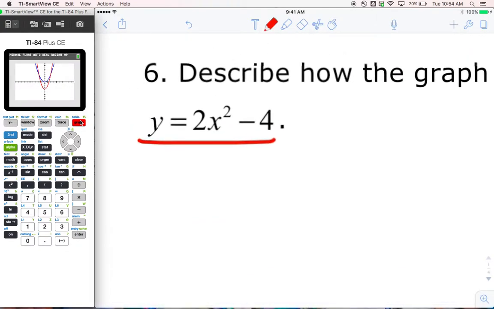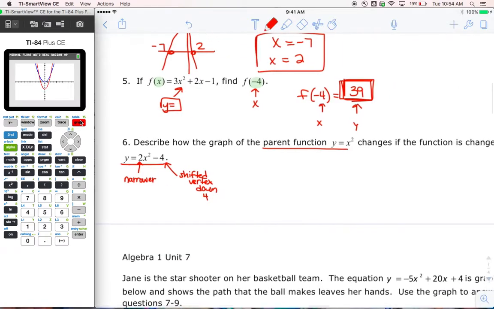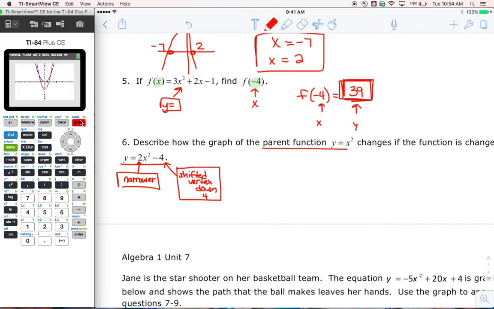And we should kind of know that. What you were taught in class is that if I have a number in front of x squared, this changes my shape. Right, in this case, it made it narrower. And this minus 4, we're going to say shifted the vertex down 4. All right, and that's all you got to do for this, is tell us what changed. Describe the transformation.